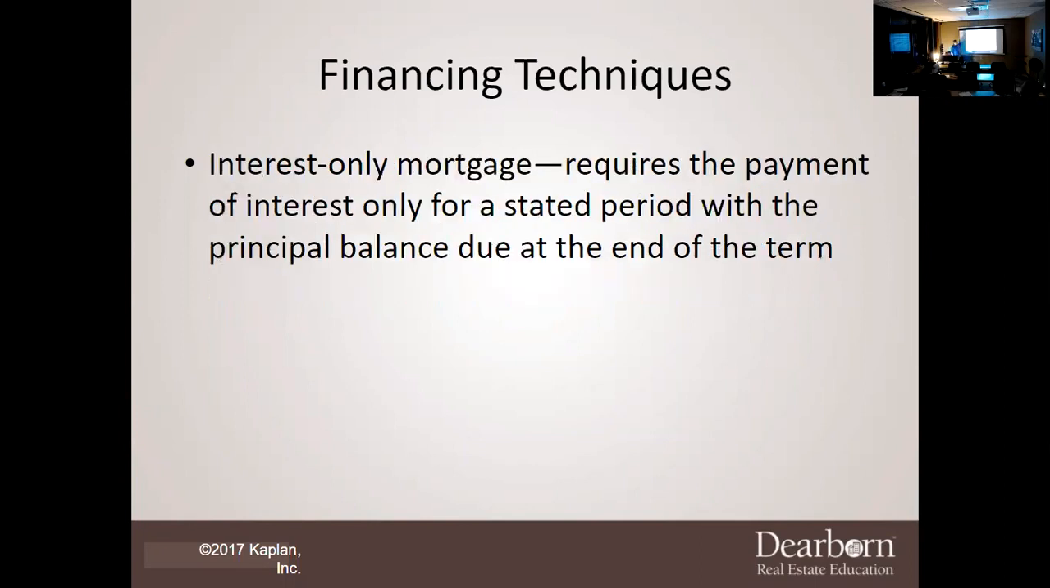There's also what's called an interest-only mortgage. It requires the payment of interest only for a stated period, with the principal balance due at the end of that term. So in an interest-only, you're going to make payments of just interest, maybe 5 years, and then afterward, it jumps up because it starts including principal in the payment. So you pay interest, payments are low. After 5 years, it jumps up.